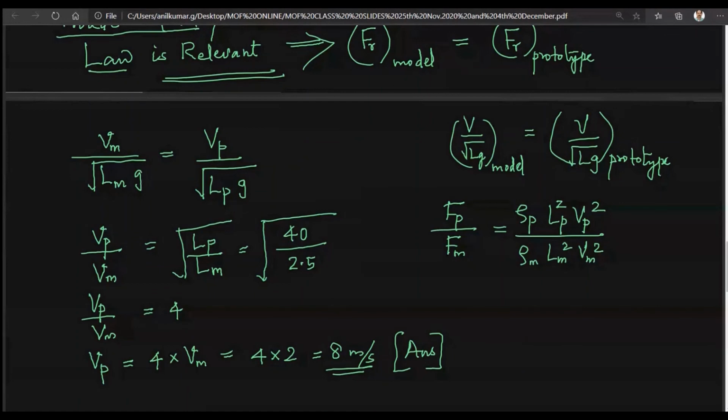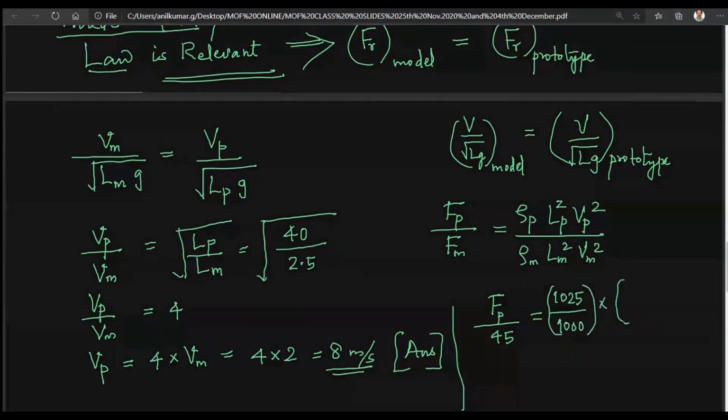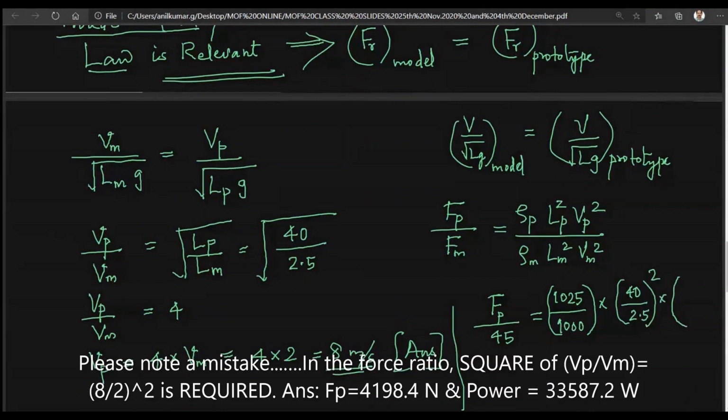So this is it. Now in this expression, Fp needs to be found out, the force required to drive the ship, and Fm is 45 Newton. That is given. And rho p by rho m: the prototype is to be operated in seawater where the density is 1025 kilogram per cubic meter, and the model is tested in fresh water where the density is 1000. So 1025 by 1000 into the length of the prototype, 40, divided by the length of the model, 2.5, and that square is there. Remember, that square is involved. Then the velocity of the prototype that we found, 8 meter per second, divided by the velocity of the model, which is 2.